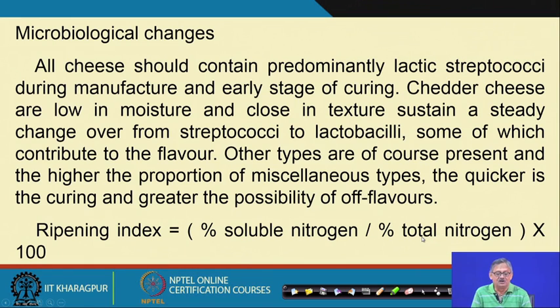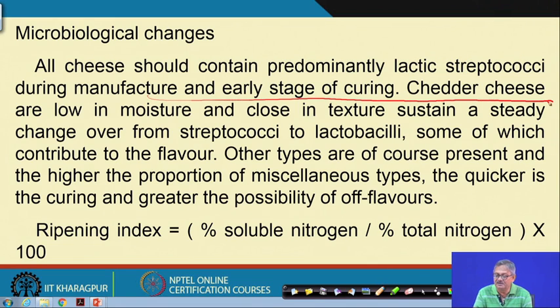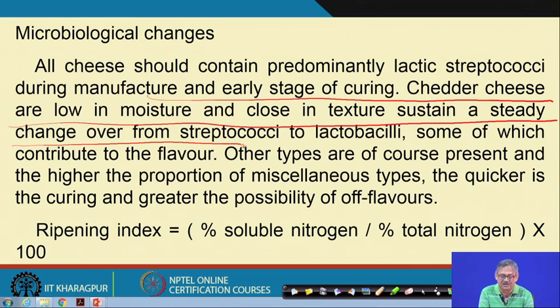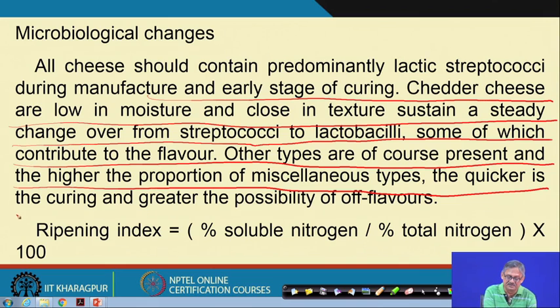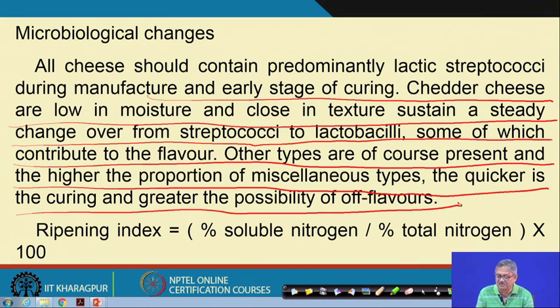Then I hope this is perhaps the microbial changes. Okay. All cheese should contain predominantly lactic streptococci during manufacture and early stage of curing. Cheddar cheese are low in moisture and close in texture, that sustain a steady change over from streptococci to lactobacilli, some of which contribute to the flavor. Other types are of course present, and the higher the proportion of miscellaneous types, the quicker is the curing and greater the possibility of flavor, right. So, ripening index is percent soluble nitrogen over percent total nitrogen times 100.